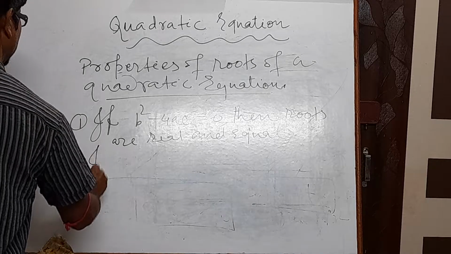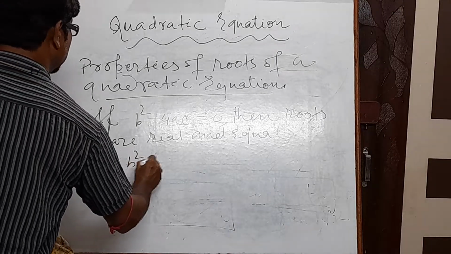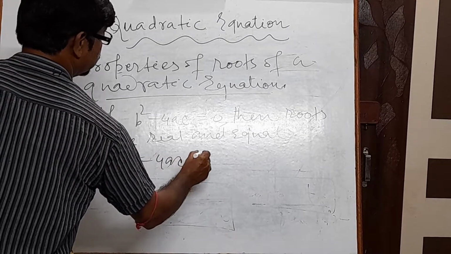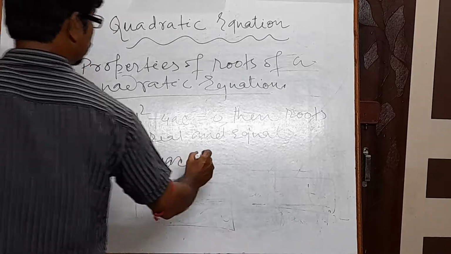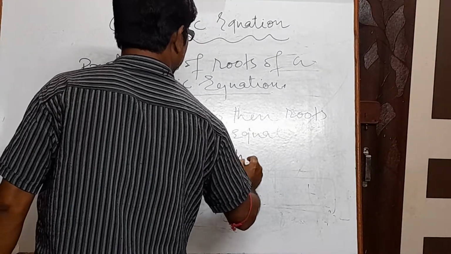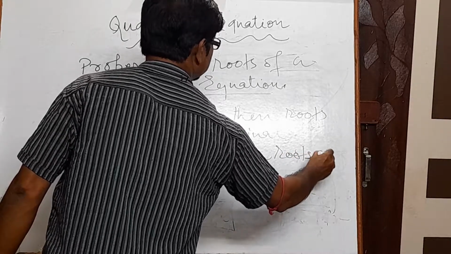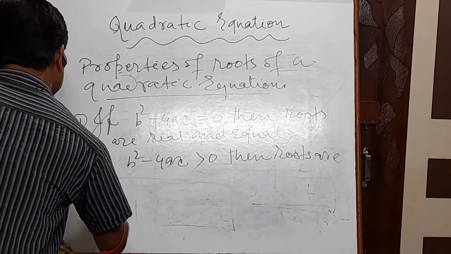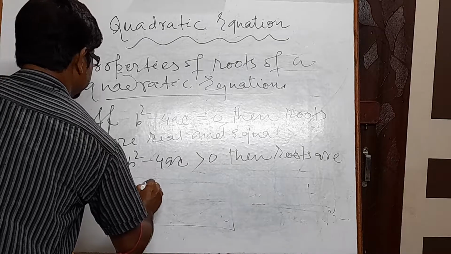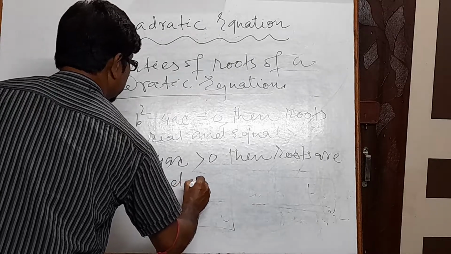Number 2: if b square minus 4ac is greater than 0, then roots are real and unequal.